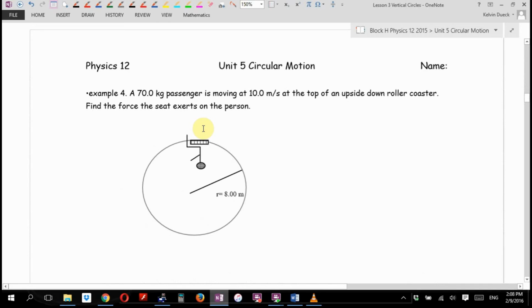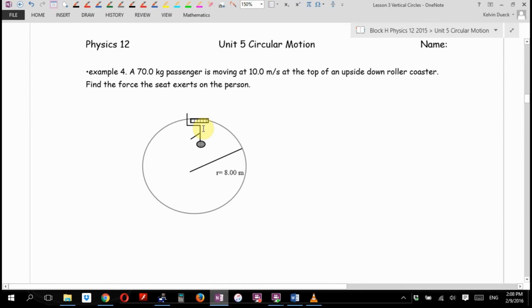Hey, roller coaster. How do I know there's a roller coaster and not a Ferris wheel? Head's pointing down. Okay? A 70 kilogram passenger is moving at 10 meters per second at the top of an upside down roller coaster. Find the force the seat exerts on the person. What force are they really asking me to find here? If I say find the force that your seat is exerting, what force is that really? Normal force.